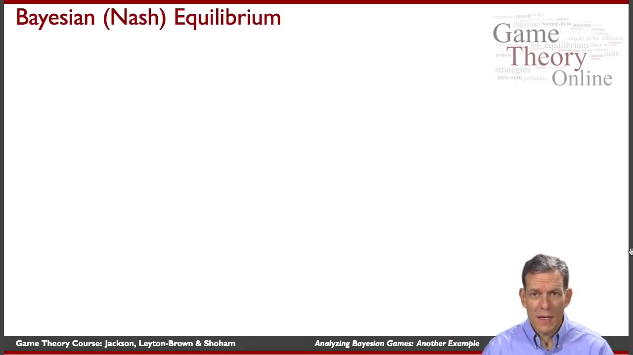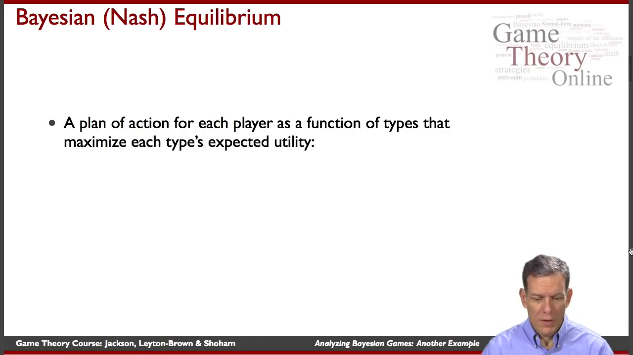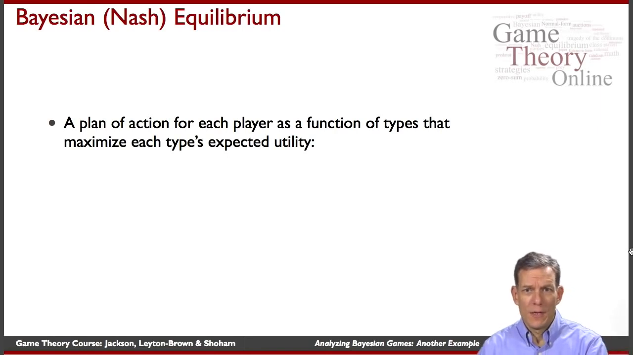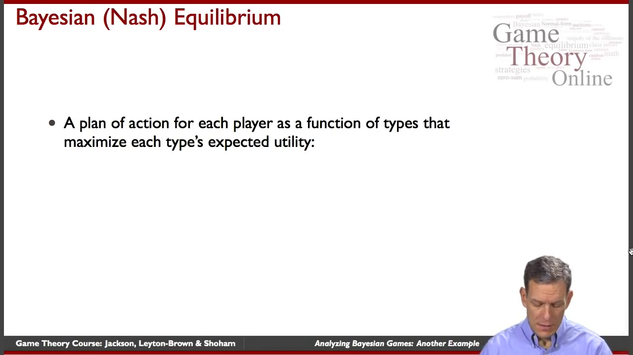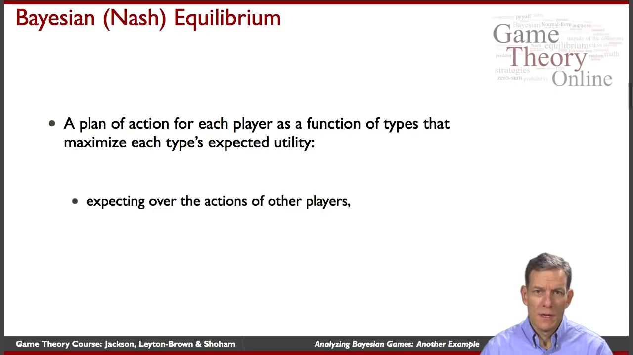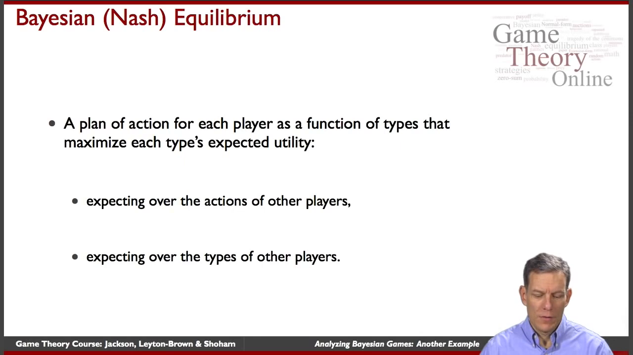Okay, Bayes-Nash equilibrium. What did it do? Again, it has a plan of action for every player. So we have what they're going to do as a function of their information, their types. And it's maximizing their expected utility, expecting over what they think other players are going to be doing, and expecting over the types of other players which might affect their payoff.